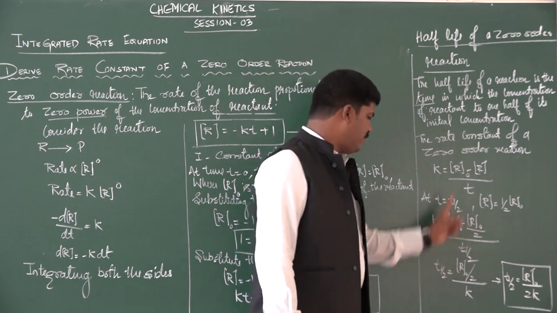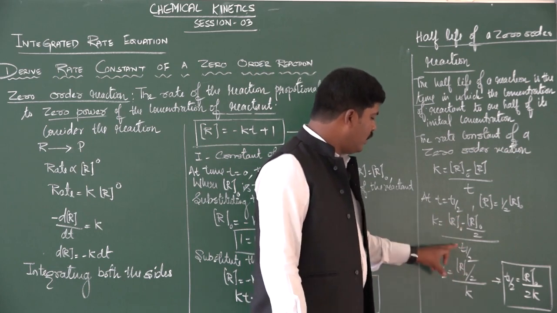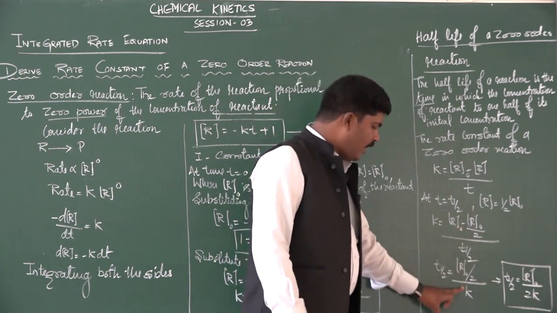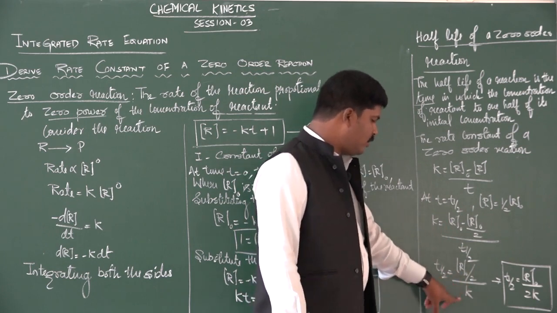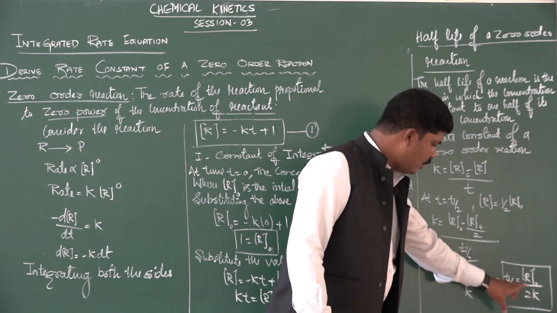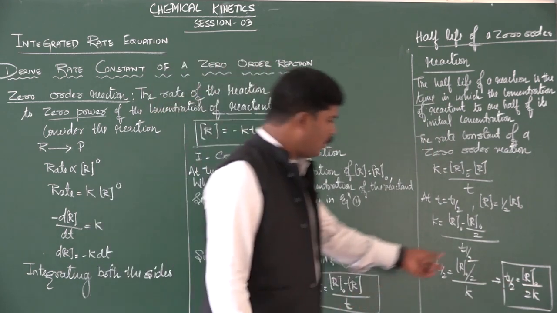If you take the LCM, that is 2 R naught minus R naught by 2, you get R naught by 2 T half, and k comes to the numerator, the denominator. So, T half, the 2 again comes to the denominator. T half is equal to R naught by 2k. So, T half is equal to R naught by 2k.